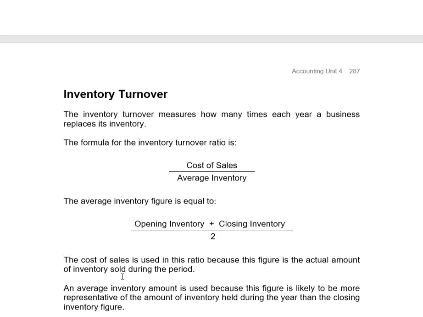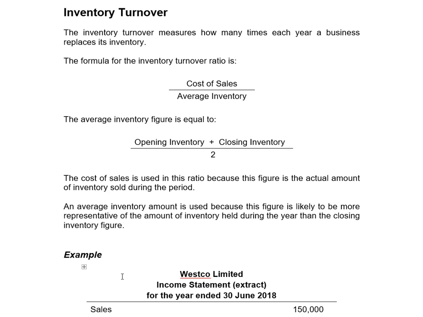Let's look at inventory turnover. Inventory turnover measures how many times each year a business replaces its inventory. So how many times in a year you have to restock your inventory on the shelves. It is cost of sales divided by average inventory. All these formulas are given in your specifications booklet, so do not worry about needing to memorize formulas for ratios. The average inventory is calculated the same way: opening plus closing divided by 2.